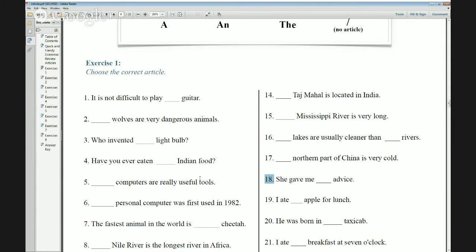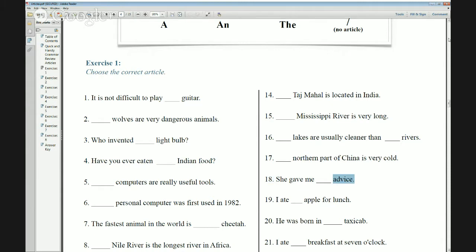18. She gave me advice. Without that, advice. She gave me... An advice or no article on this now. She gave me an advice. Any objections? No objections. You all agree with her? Yes. She gave me an advice. Is advice countable? No. Okay, so let's have a look.